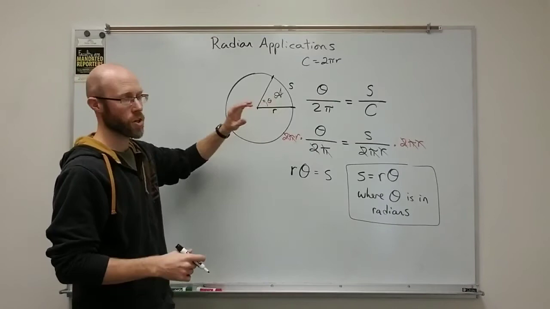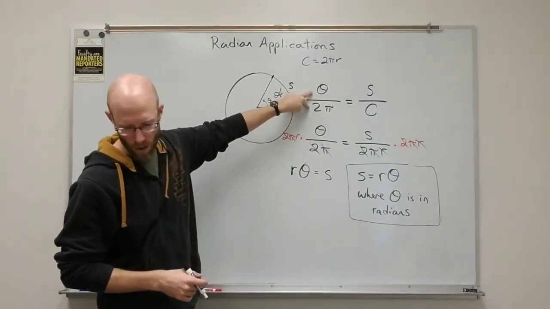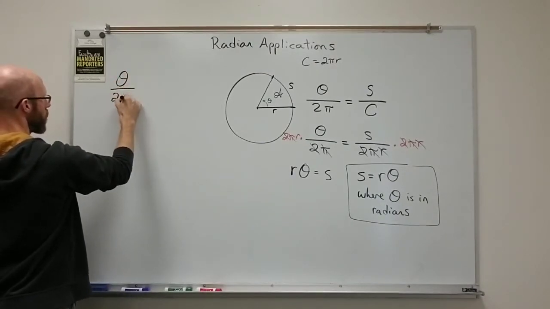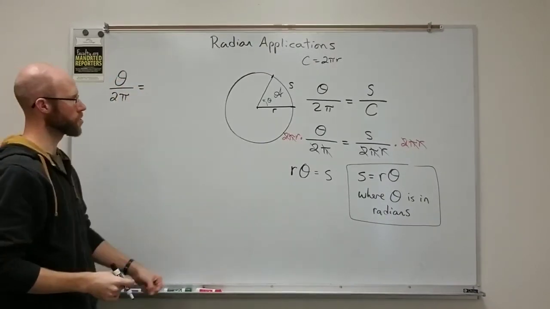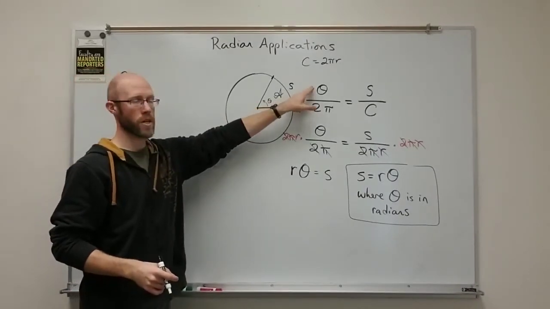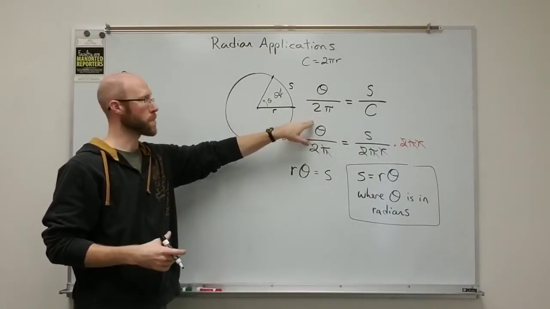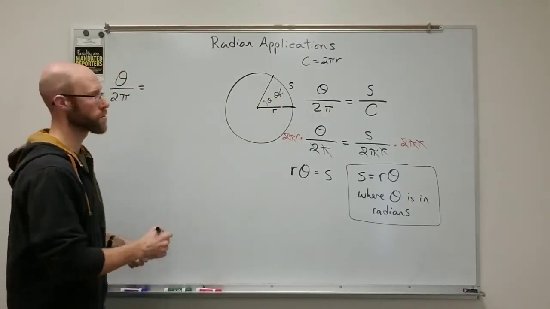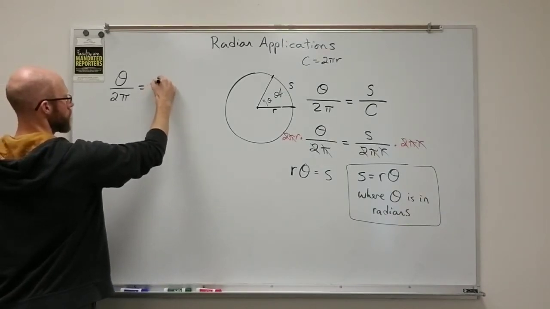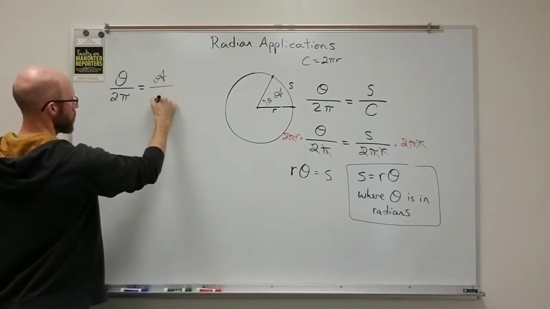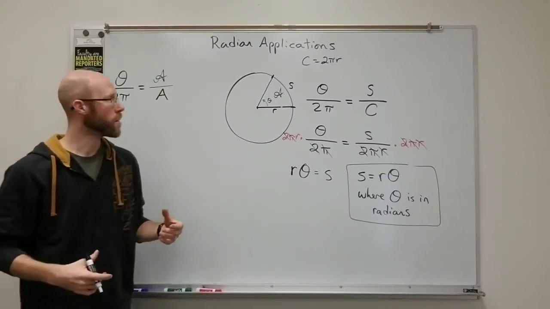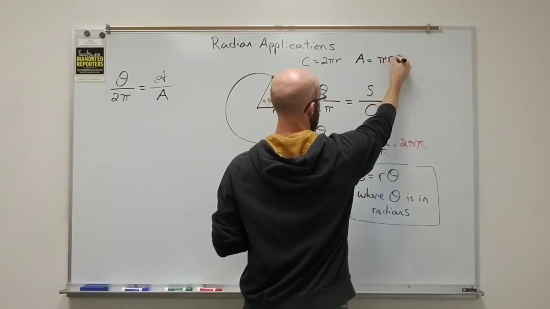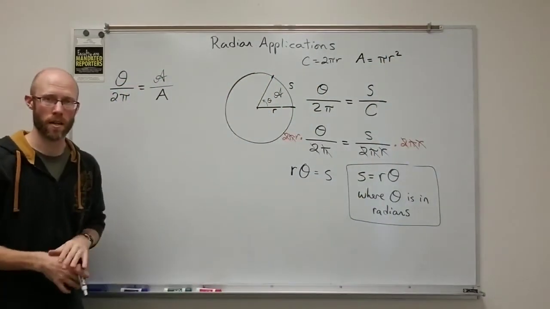And so the ratio, just like before, this ratio of theta to 2 pi, that's the ratio of the sector to the whole circle, must be equal to the ratio of the area of the sector to the whole circle. So that would be the script A over the overall area of a circle. Well, in addition to the circumference formula, we know that the area is pi r squared. We talked about that in another video.